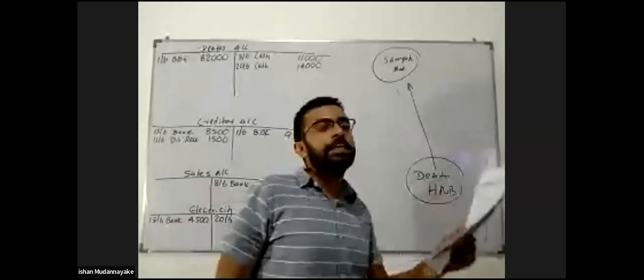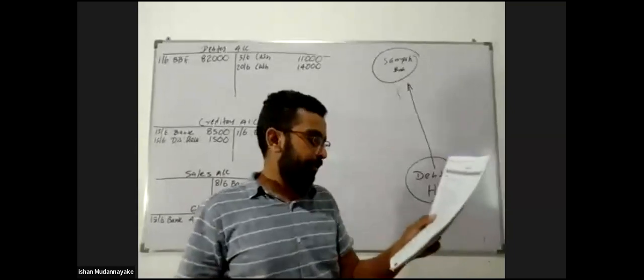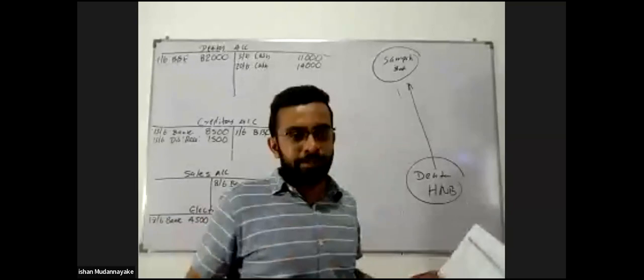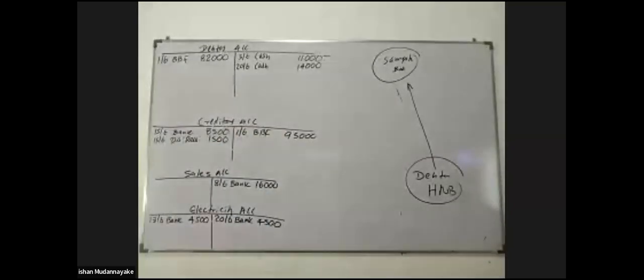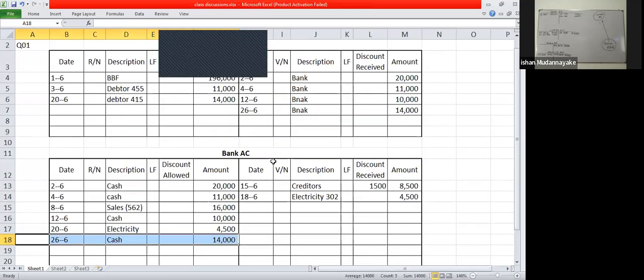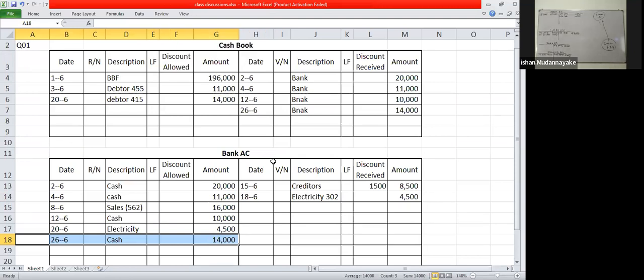So you need to pass a reversal entry. How to pass the reversal entry? Bank account credit, debtors account debit. For this 14,000, you need to pass a reversal entry: bank account credit 14,000, debtors account debit 14,000. Then in the cash book, credit 14,000.